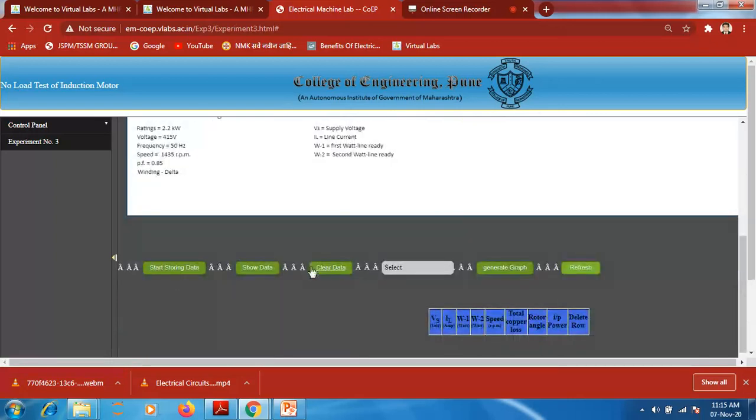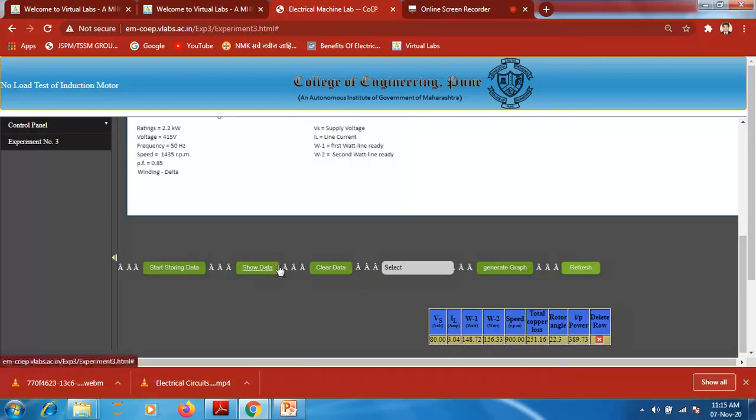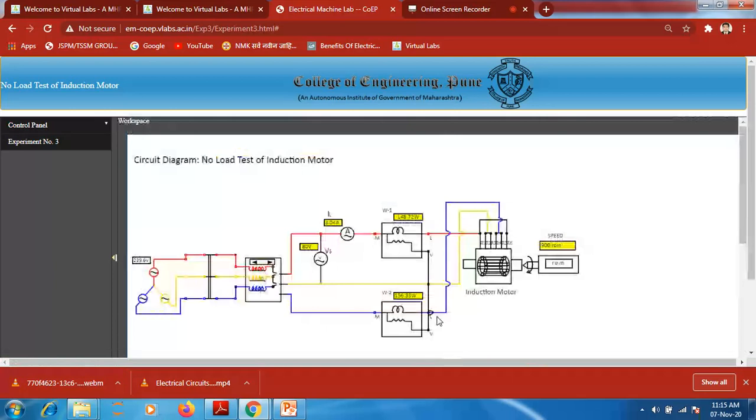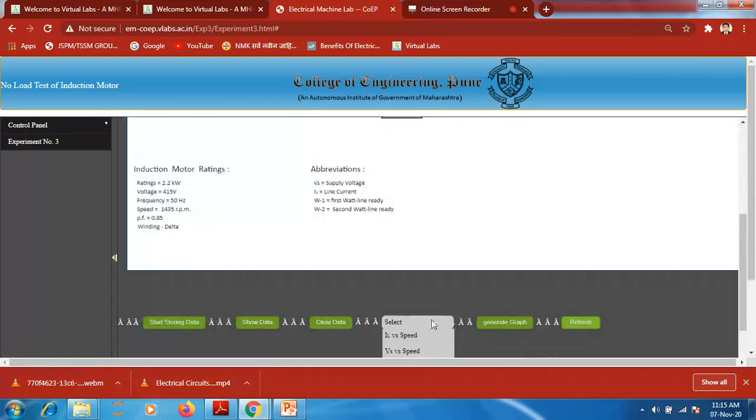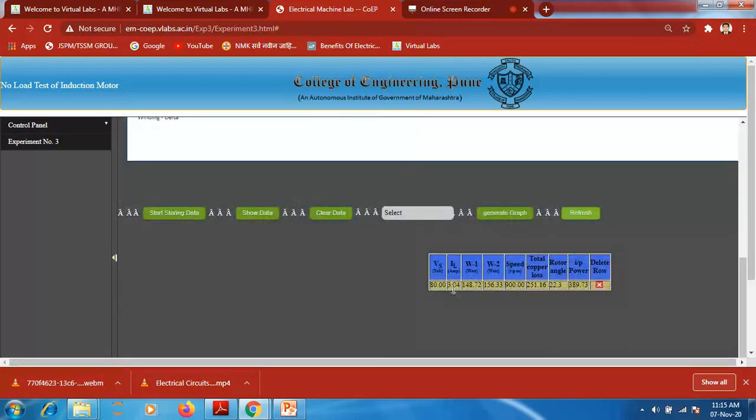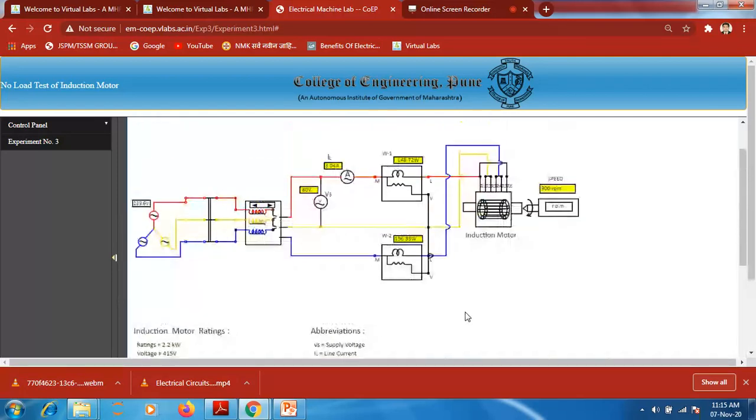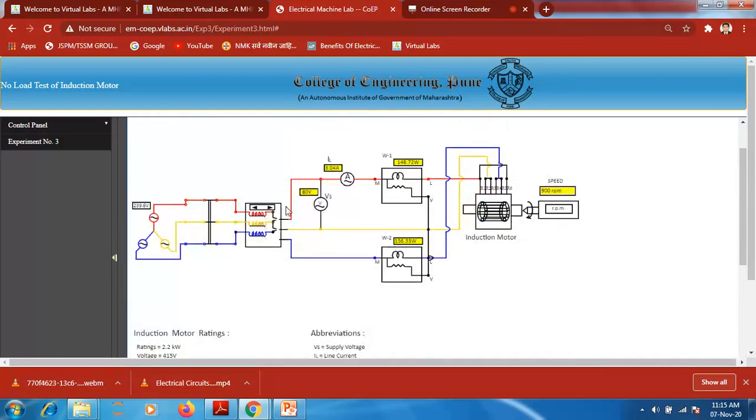I have to store this reading and show this reading. So by just clicking show readings, here is the 80 volt, here is the current in the ammeter. It shows 3.04, then the W1 reading, W2 reading, and speed in RPM. Everything it will show over here. In this way, whenever the speed changes, we have to take that reading.